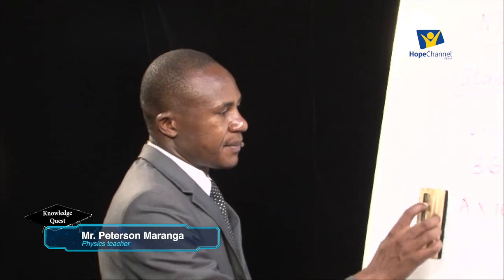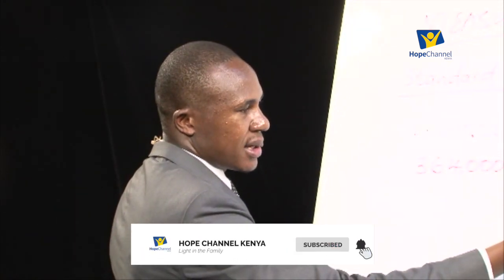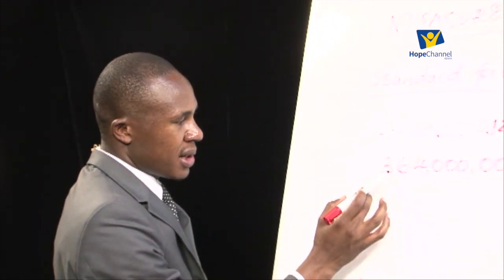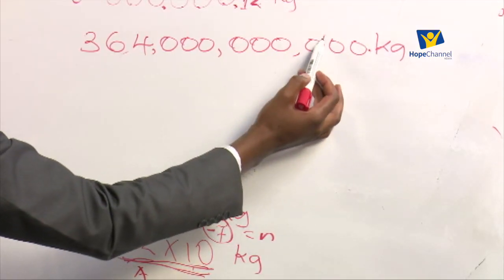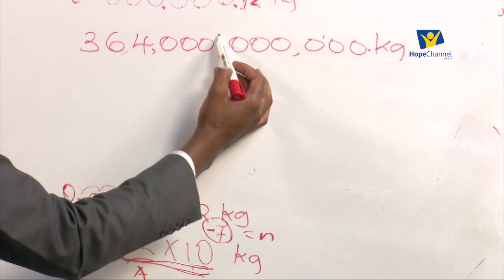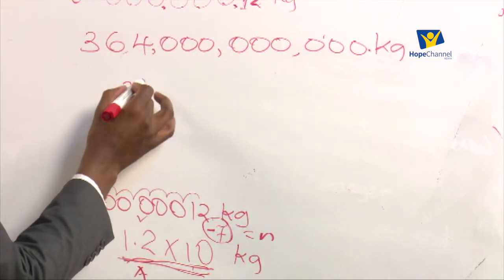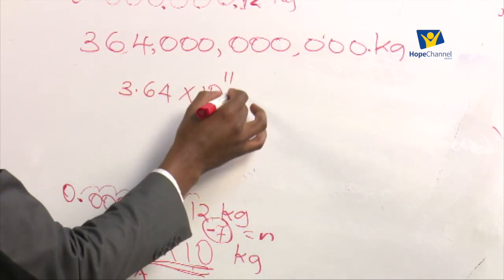Now for the second one that we are having, 364 and all those 9 zeros after it, we still express it in standard form. Because there's no decimal point, we assume it is after the last digit. So we are to move it from that last digit to between 3 and 6. So what do we do? How many steps? We have 1, 2, 3, 4, 5, 6, 7, 8, 9, 10, 11 of them. So we have 3.64, then times 10 raised to power 11 kilograms.